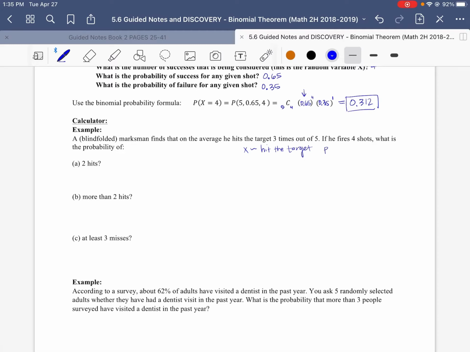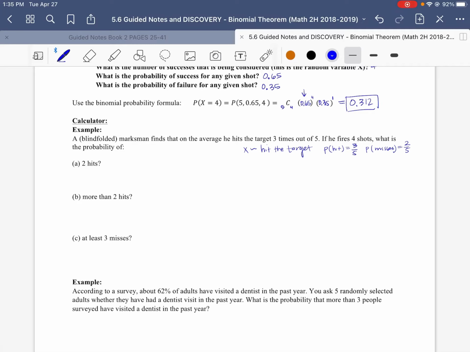Then I look at, okay, well, what is the probability of success? So what's the probability he does hit? And it says he hits 3 out of 5 times. So 3/5 would be the probability he hits. So then the probability he misses would be 2 out of 5. So if he hits 3 of the times, he misses 2 of the times out of the total 5.